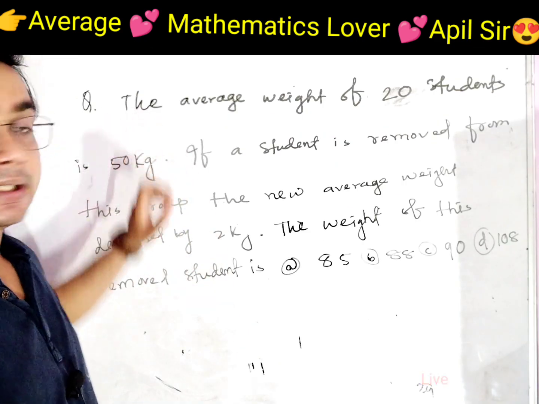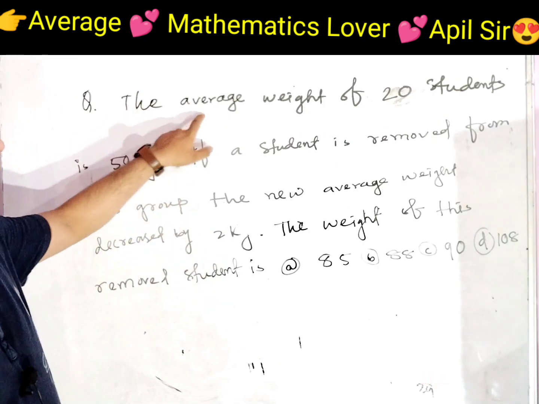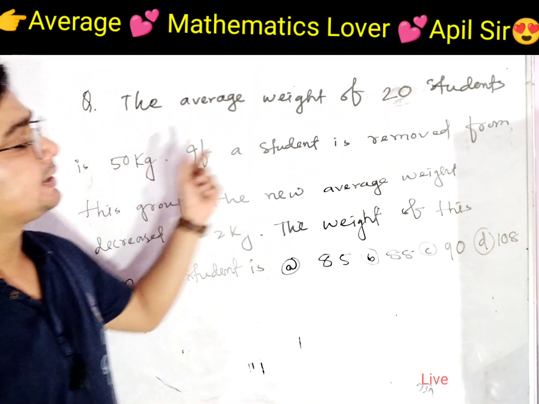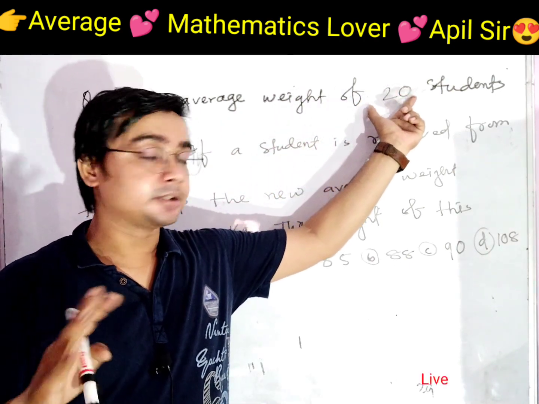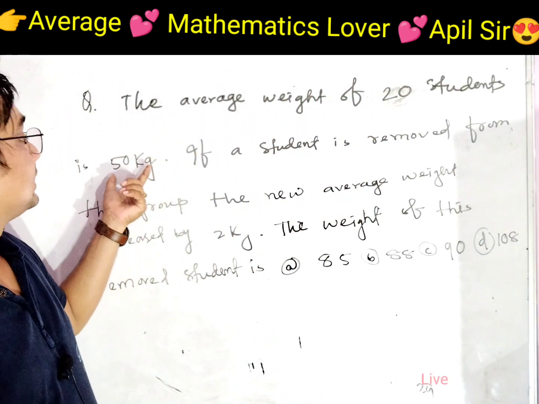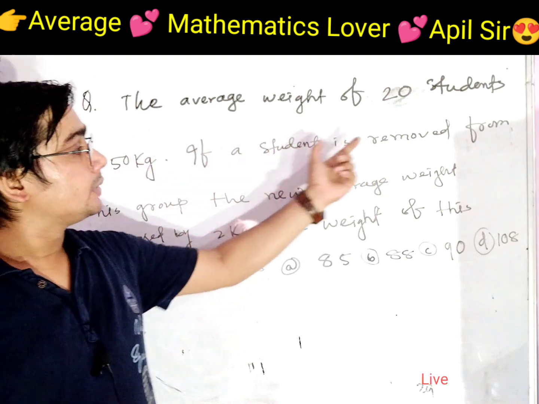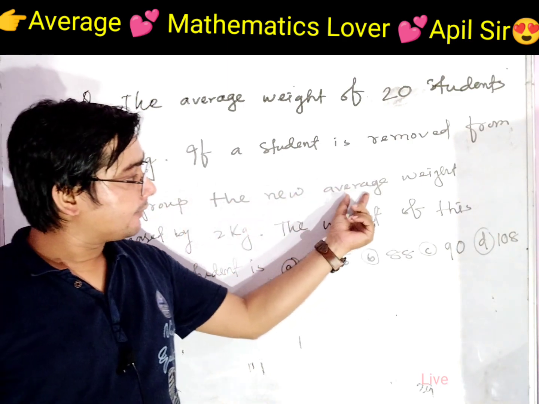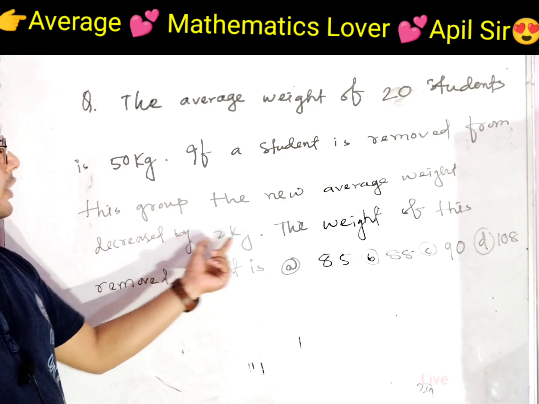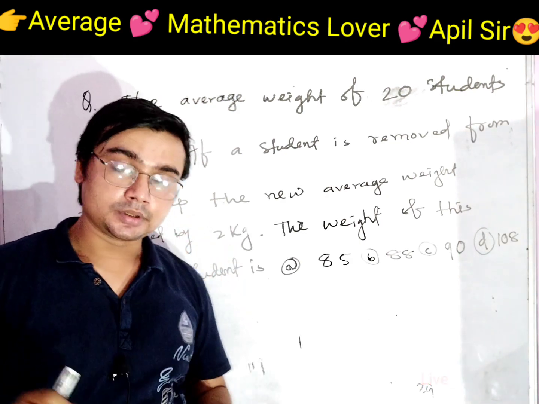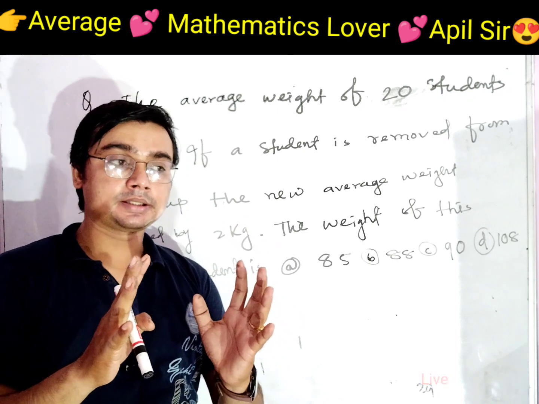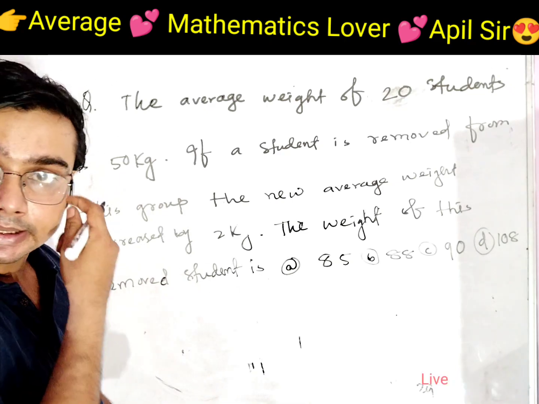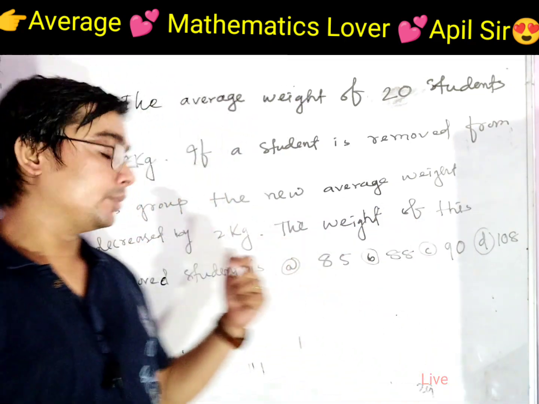So this is also an important question. You see the question: the average weight of 20 students is 50 kg. Okay, so there is a group of 20 students whose average weight is 50 kg. If a student is removed from this group, the new average weight decreases by 2 kg. That means if we remove one student from these 20 students, then their average weight will decrease by 2 kg. What will be the weight of the student which we removed here?